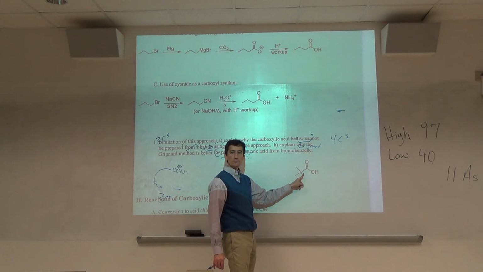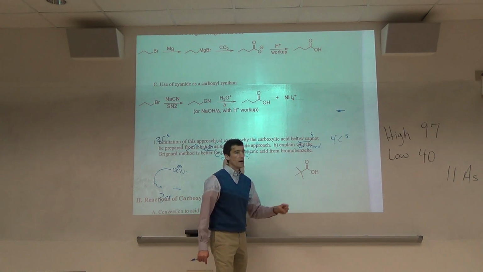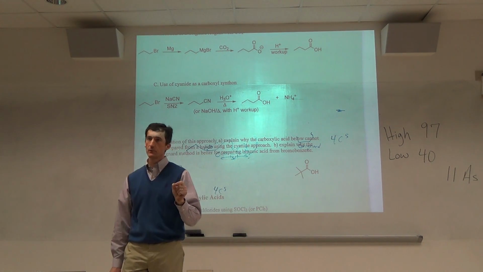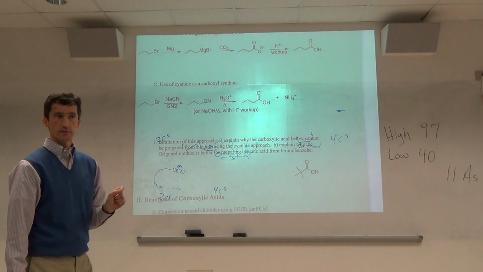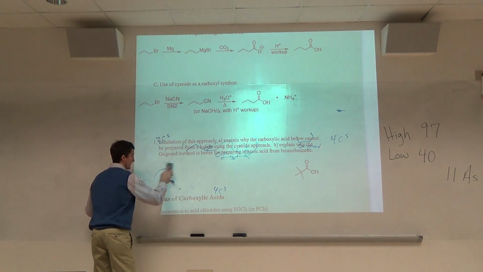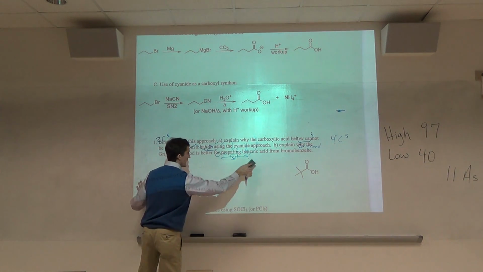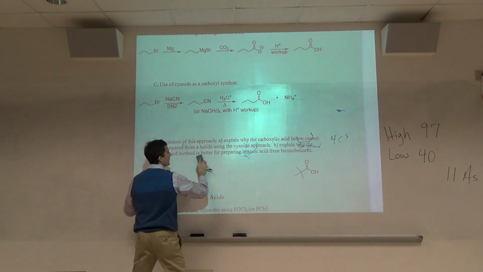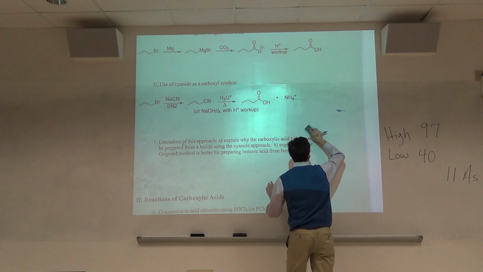Show the Grignard approach and the cyanide approach to making this. Just kind of sketch it out. And then look at them and tell me which one is not really going to work in this case. Basically show a synthesis of that using one of the reactions we just introduced.